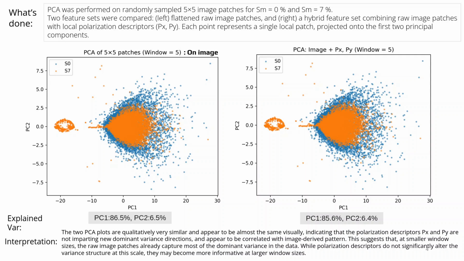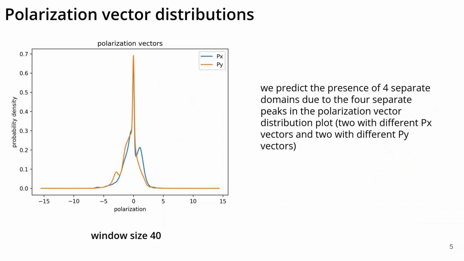Here's an example of the PCs for the window size of 5 for samarium concentrations of 0 or 7. You can see that most of the variance is in PC1 and that there's very little internal structure to this data. We also computed polarization vector distributions for every window size, and we find that for window sizes of 40 or above, the polarization vector peaks match the number of domains in the images.